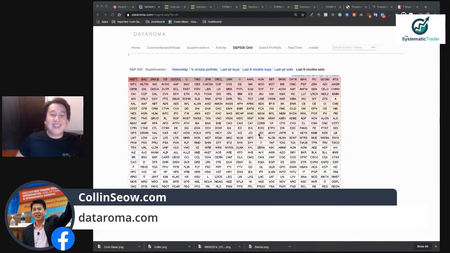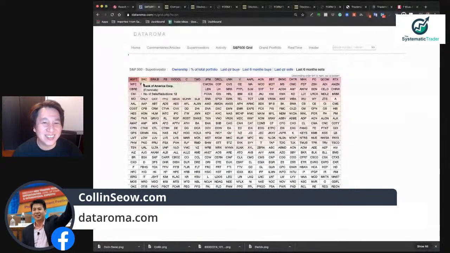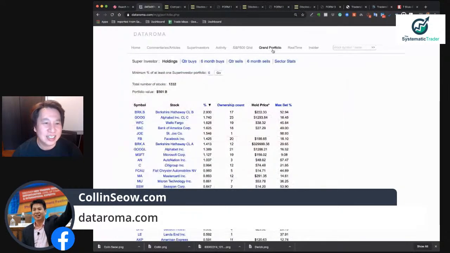Anyway, coming back here, super investor sellers over the last 6 months, these are the sellers. You all know it's a joke. These are the portfolios that are selling. Next one is grand portfolio. The grand portfolio is the holdings again of the super investors. These are what people are holding, and what is their percentage. This is basically Dataroma's portfolio. This one I think is not so important.